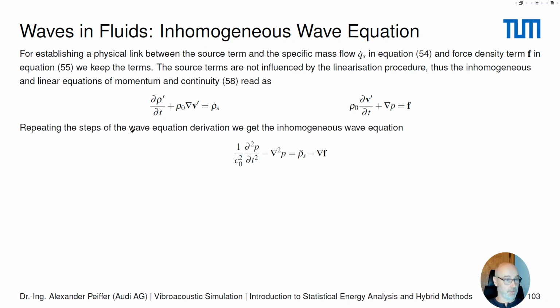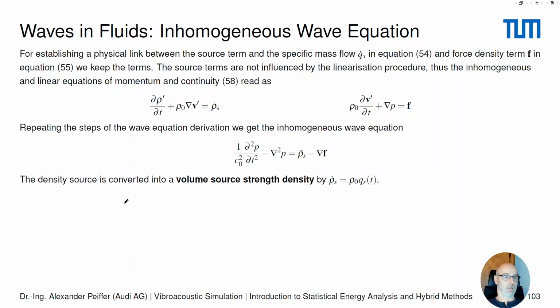This time we will use it, and the steps are exactly the same, and we end up with the classical wave equation as we know it, still in time domain. On top of that, we get a source term, which is a combination of the mass flow rate and the gradient of the force coming from the operation that we need to derive the wave equation. Good.